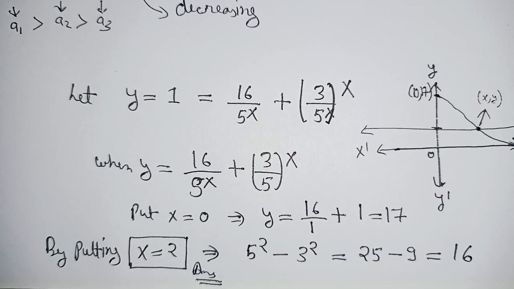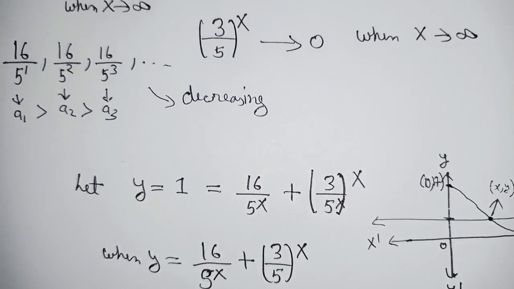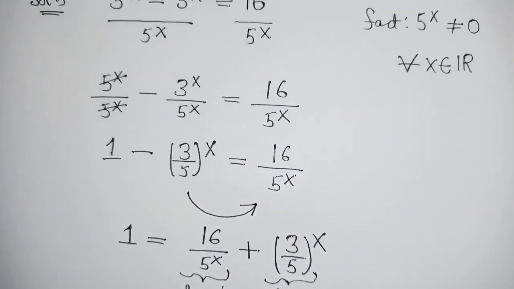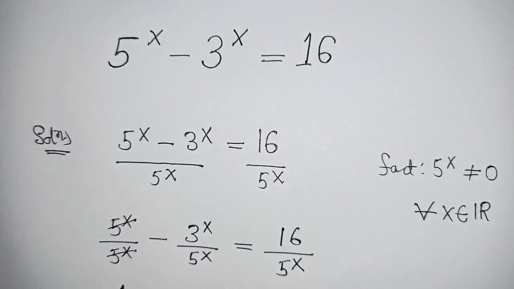So this is the solution of this question, that is 5^x - 3^x = 16.